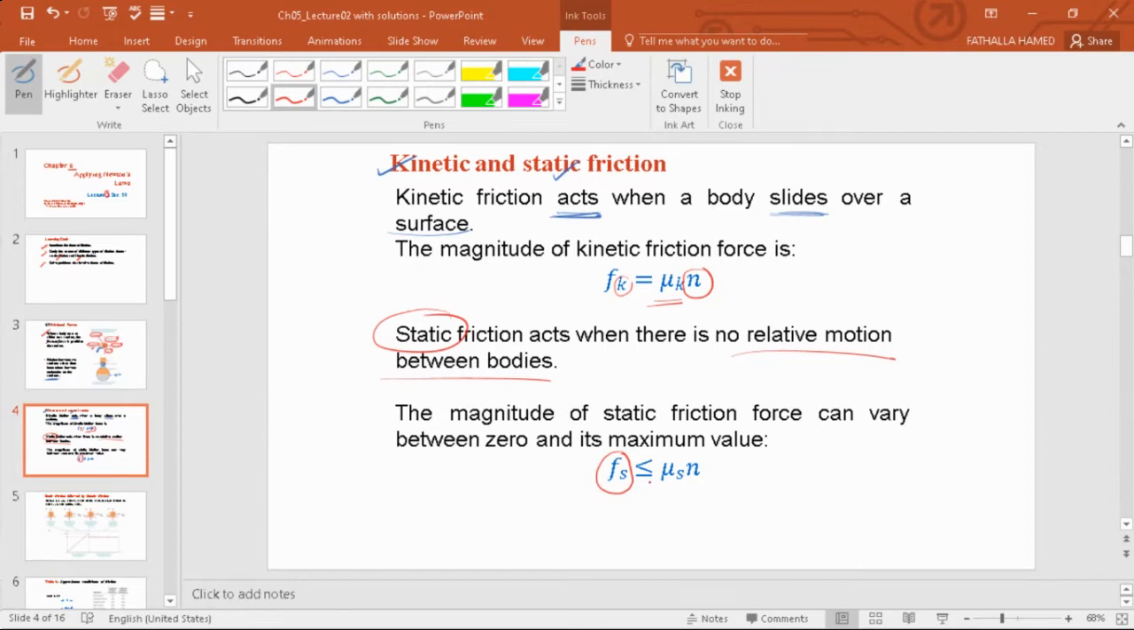So that's why we say that the maximum static friction that you can have will be µs times the normal force. And that's why here we say that the static friction is less than or equal to µs times the normal force.